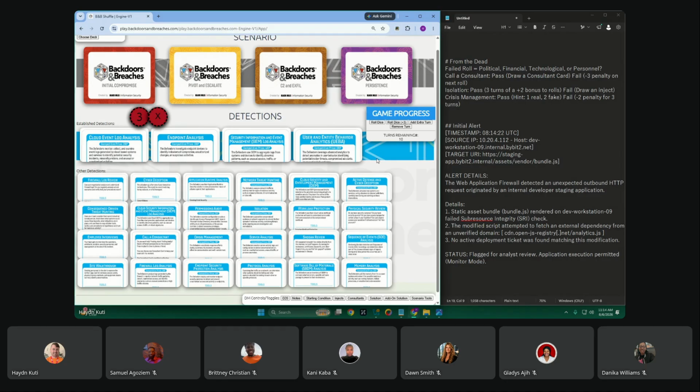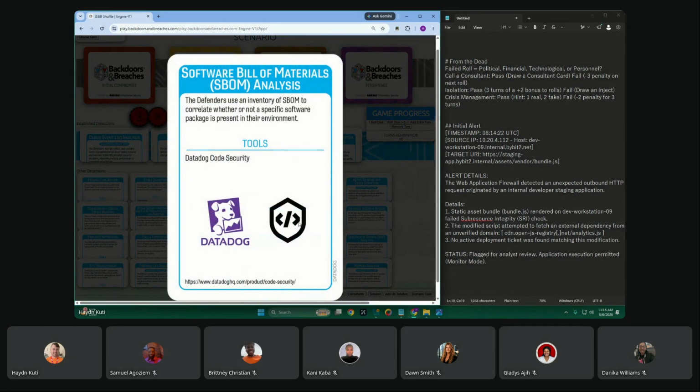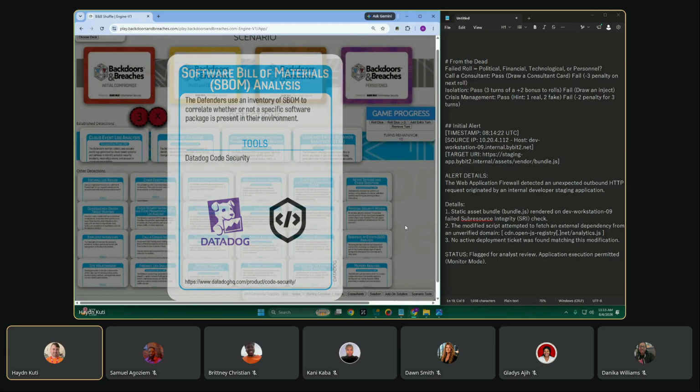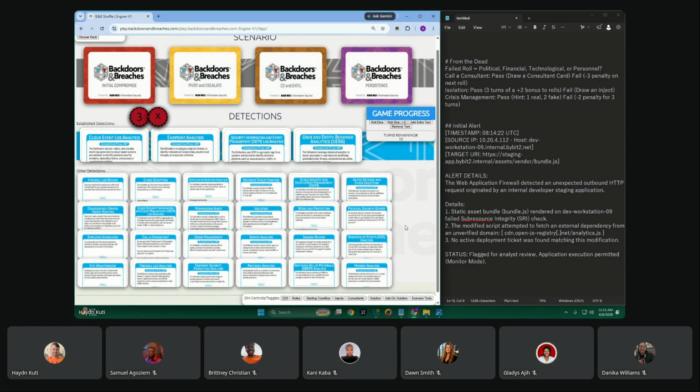Software bill of materials. Defenders use an inventory of SBOM to correlate whether or not a specific software package is present in their environment. Okay, any other?